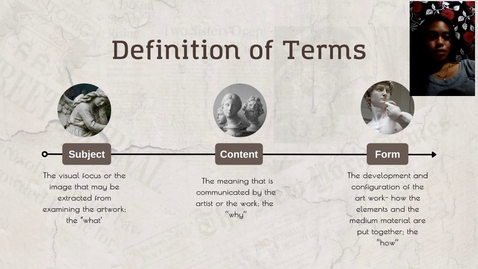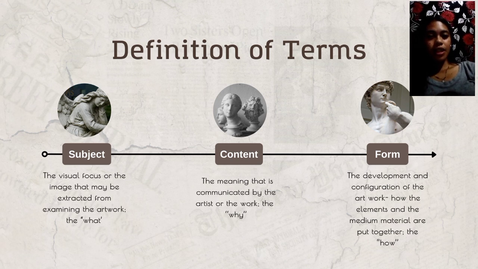We have here the subject, content, and form. The subject is the visual focus or image that may be extracted from examining the artwork. The what? The subject of a work is the visual focus or image that you can simply identify by looking at the artwork. It is the thing that immediately grabs your attention, for example, the most recognizable element in a piece of art.